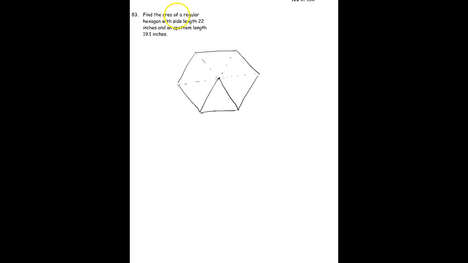If we get the area of one of the triangles, we can multiply it by 6. So find the area of a regular hexagon with side length of 22. All these sides are 22, but in particular for this triangle that I'm focusing on, the base is 22. And the apothem, that's a definitional thing, the apothem always starts at the center of a regular polygon, and it's the perpendicular distance to a side. So that apothem there is 19.1. And conveniently, if we just focus in only on this triangle, we have a base and we have a height, so we can find the area of it.